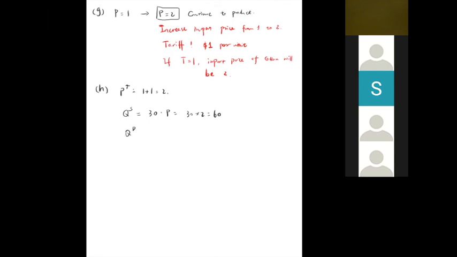And for domestic demand, the demand function is 120 minus 10 times P. Now we plug in P equals 2, so it's 120 minus 20, which would be 100. So that's our domestic demand. Again, because domestic demand is greater than domestic supply, we still need to import to meet this domestic demand. That gap is 100 minus 60, which is 40. So we'll need to import 40 units of cotton. So that's for part H.